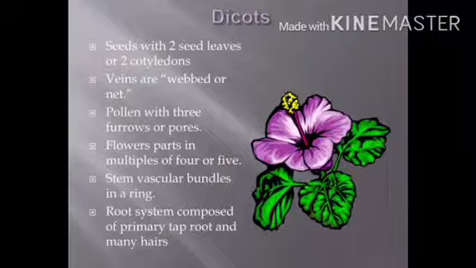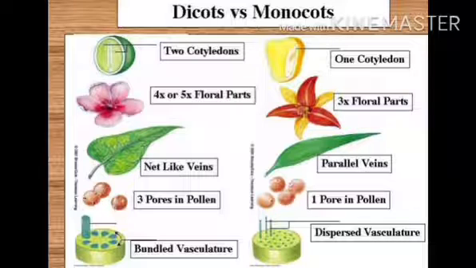Dicot: seeds with two seed leaves or two cotyledons. Veins are webbed or net. Pollen with three furrows or pores. Flower parts in multiples of 4 or 5. Stem vascular bundles in a ring. Root system composed of a primary taproot and many hairs. Now you can see and check the difference between dicot and monocot seed. I hope you all will understand what I taught in these two parts of the video and cover chapter number 7, Knowing About Plants.